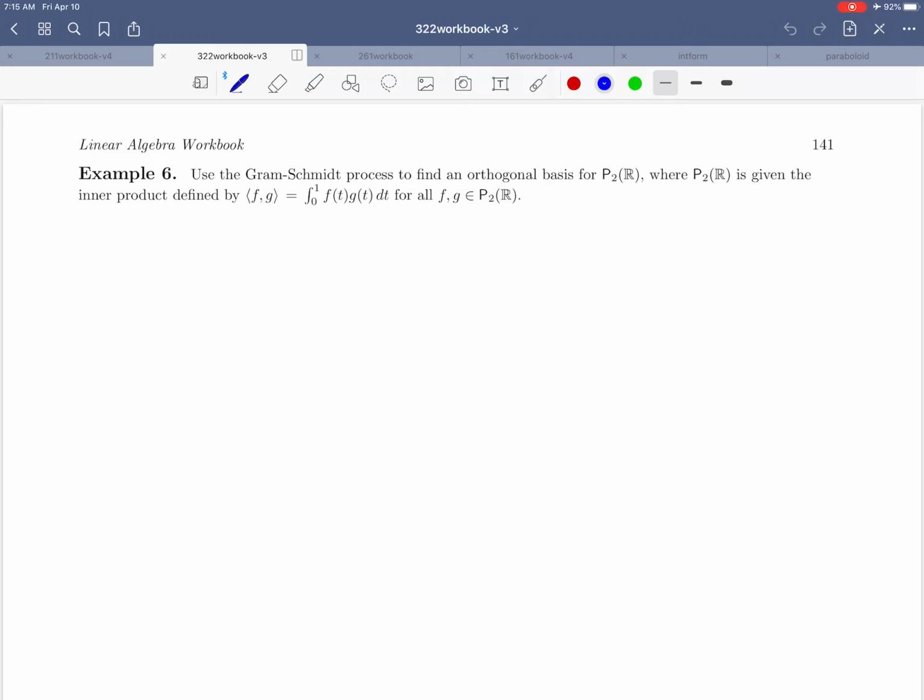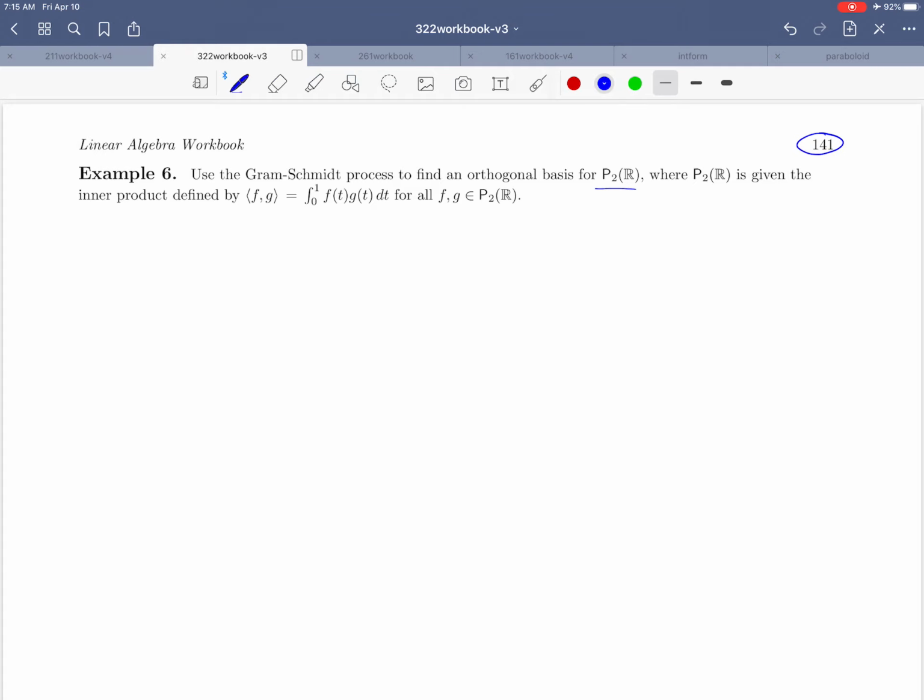Hello again, everybody, and welcome to example 6 on page 141. This is another example of using the Gram-Schmidt process to build an orthogonal basis, but what's different about this example is that we're in a more abstract vector space. Instead of talking about Rn, we're talking about polynomials of degree 2 or less.